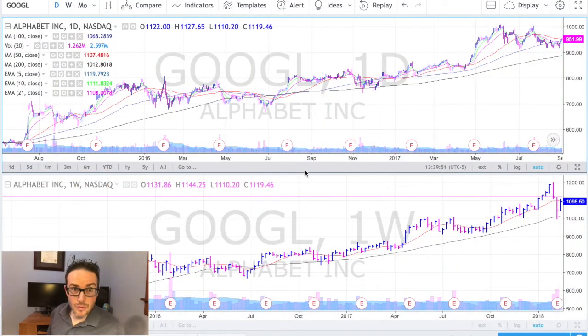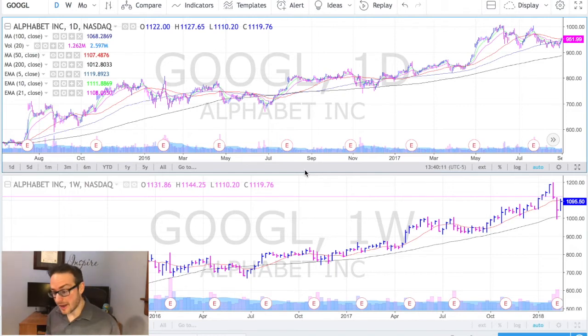Now let's take a look at Google. Here is the daily and the weekly chart of Google. And I haven't marked up this one yet either, so take a second and see if you could find the double bottom on either the daily chart or the weekly chart or both. Pause the video, see if you're able to find it.